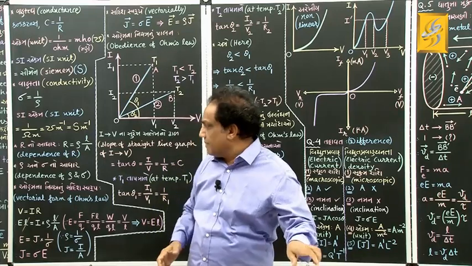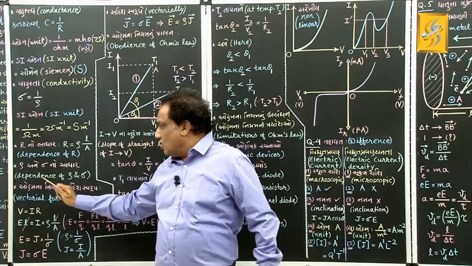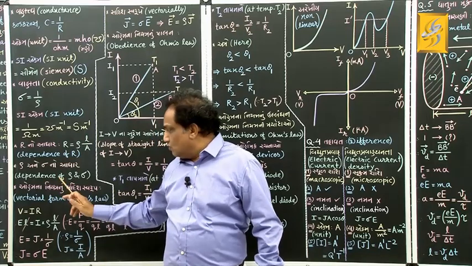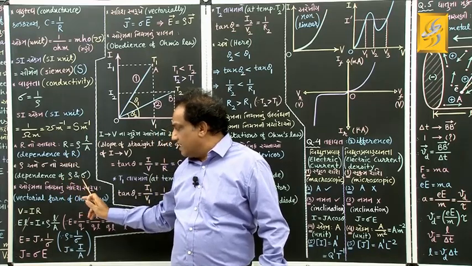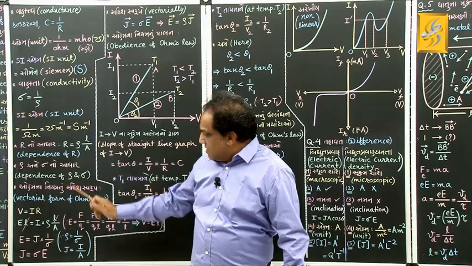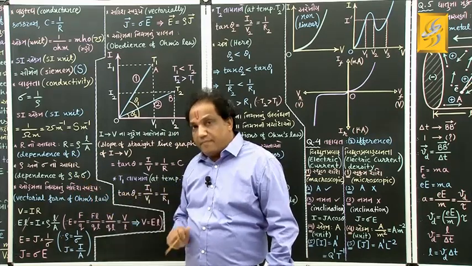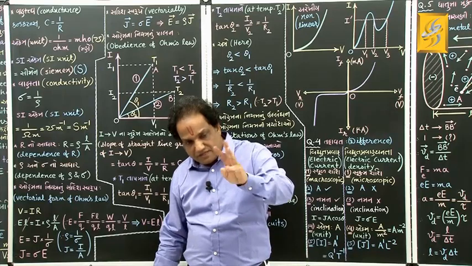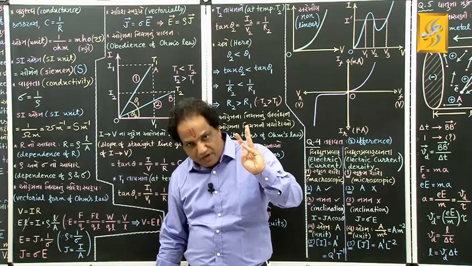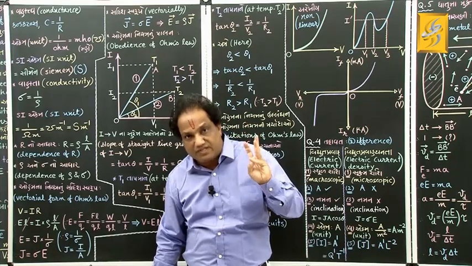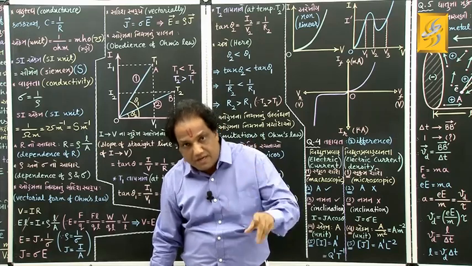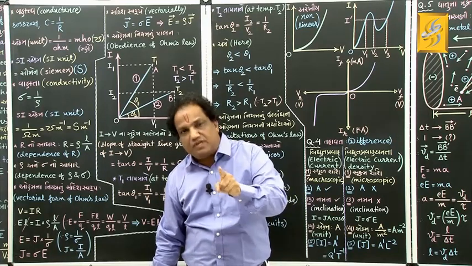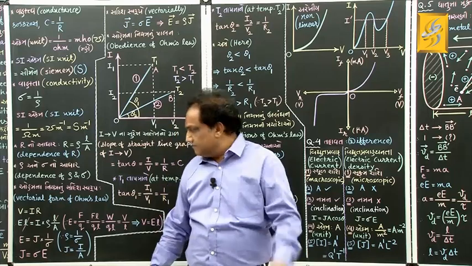Simple? Fine. Now, on which factors do resistivity and conductivity depend? Resistivity and conductivity depend on 3 factors: type of material, temperature of material and pressure exerted on that material. Okay? Come on, type of material, temperature and pressure.